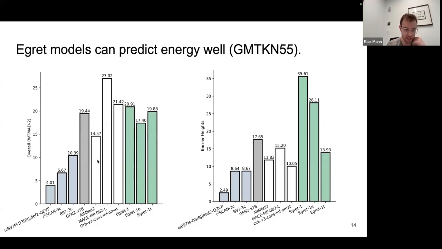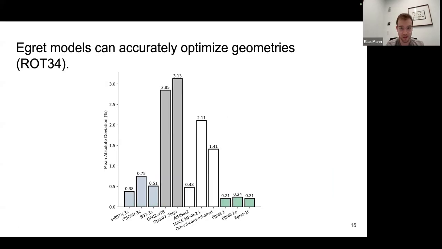This overall score is kind of like a weighted sum of energy predictions across a bunch of different subsets. They have a ton of subsets that show different types of molecular interactions. One thing that we're zooming in on here is just the barrier heights. Barrier heights have to do with transition states and reactions. Does Egret-1T actually do better on these? And the answer is yes. Just by including that reaction data in pre-training, we can get better energies there.